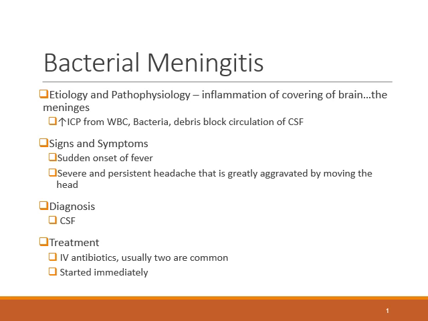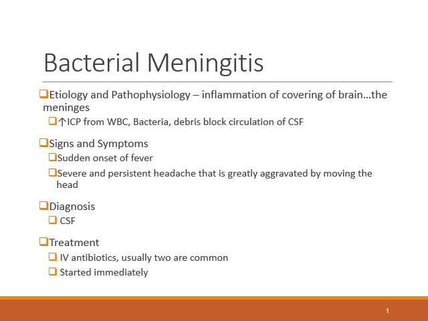Next is meningitis. First, we're going to look at bacterial, and then we'll look at viral. So bacterial meningitis, once again, is inflammation of the covering of the brain, the meninges. Typically, you have an increased intracranial pressure from white blood cells, bacteria, and debris that block the circulation of cerebrospinal fluid. Signs and symptoms often are sudden onset of a fever and severe persistent headache. That's greatly aggravated when you're moving your head around.